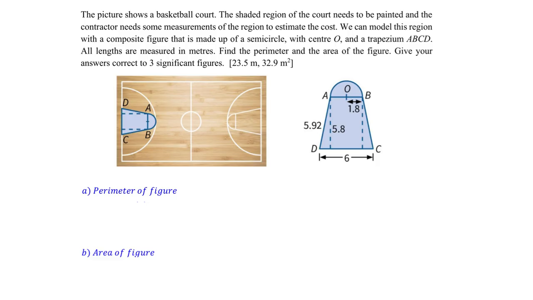Well, from here we can see that for the perimeter I will have 5.92, 6, and there's another 5.92 here, meter. Well, there's this semicircle where the radius is 1.8 meter. Okay, so from here, I would then need to solve for the semicircle.